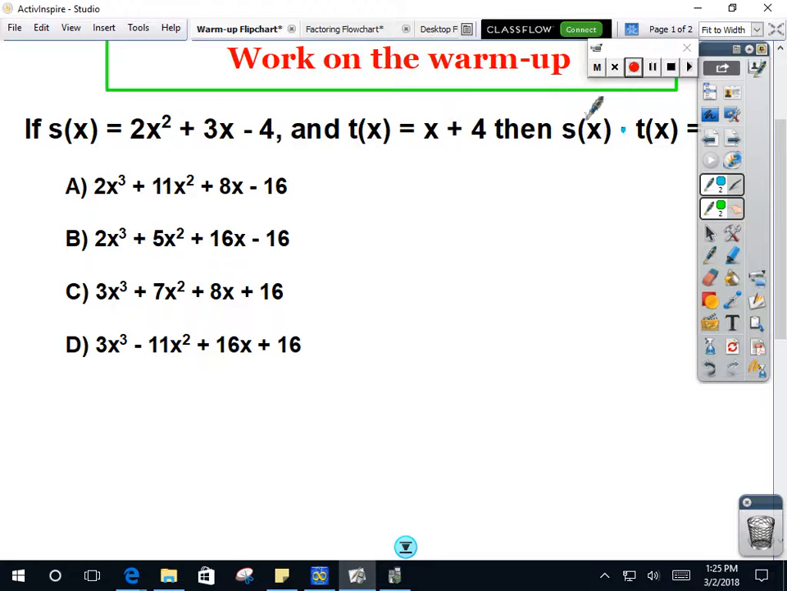Well, even though they wrote s of x first and t of x second, when I multiply them together, I'm going to do t of x first and s of x second. Not that you have to, but I prefer when multiplying two polynomials to put the smaller of the two first. So I'm going to put the x plus 4 first and the 2x squared plus 3x minus 4 second. You don't have to do that, but I prefer to distribute from left to right instead of right to left.